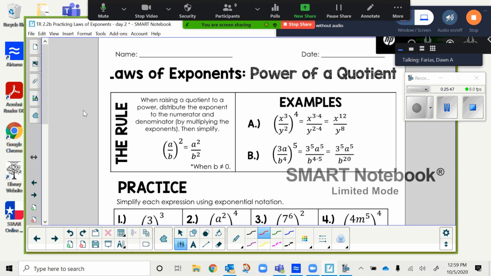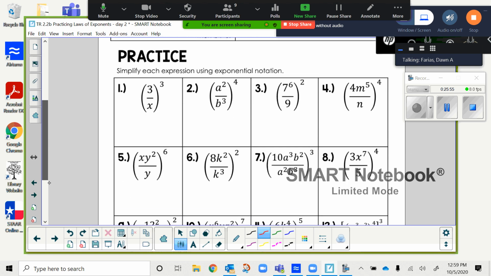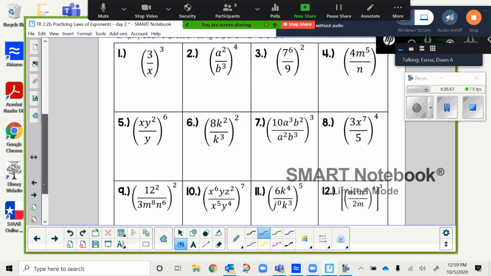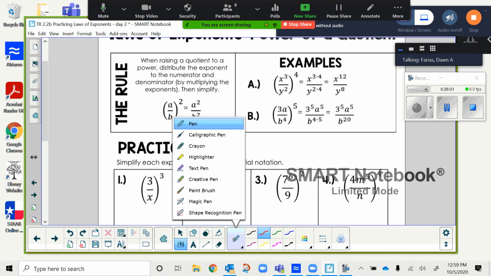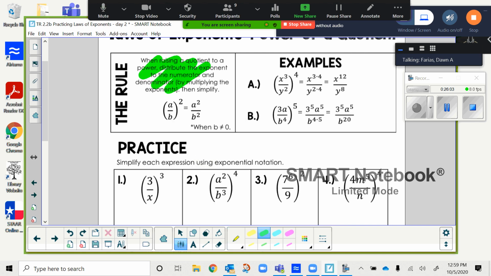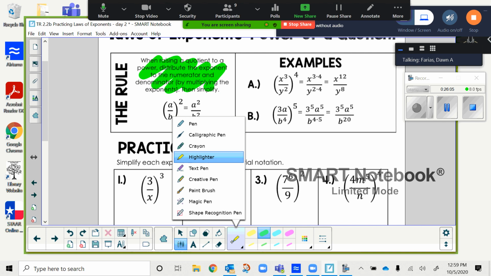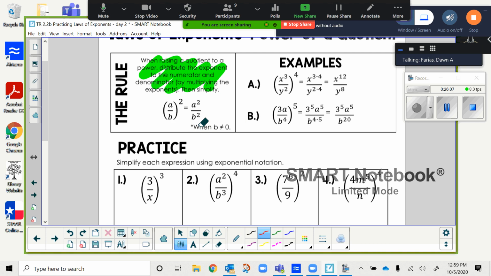On this last rule, it's called power of a quotient. And quotient means we're dividing. That's why if you look at these problems, there's fractions everywhere, right? That means we're dividing. It says when raising a quotient to a power, distribute the exponent to the numerator and the denominator.